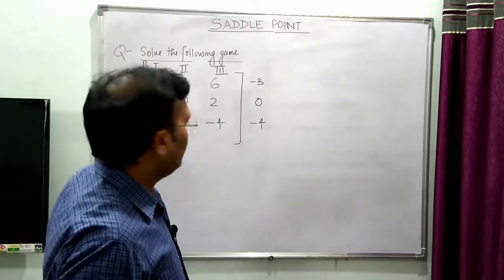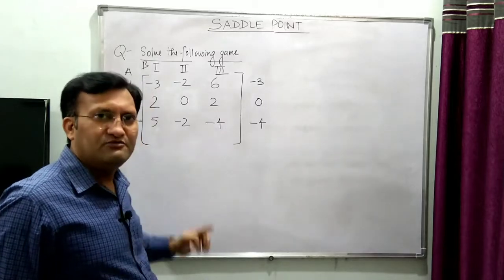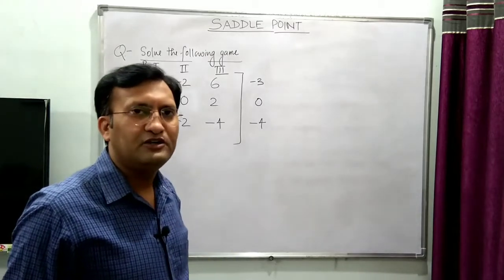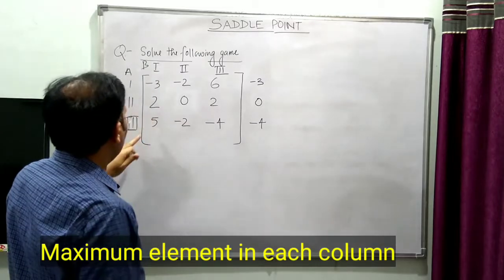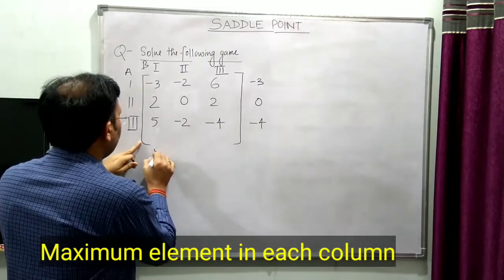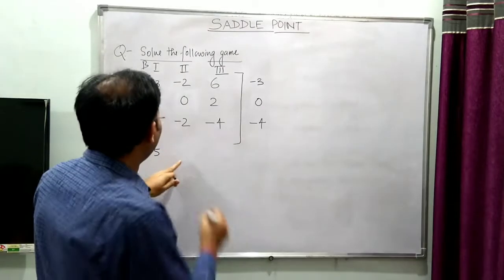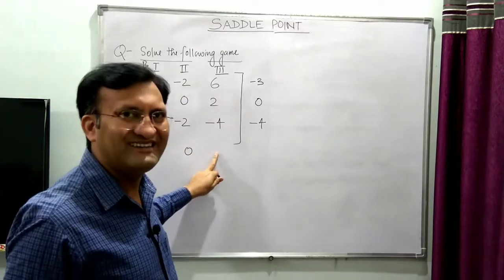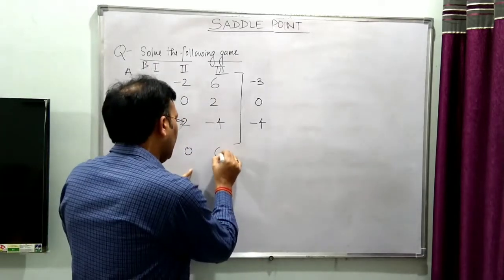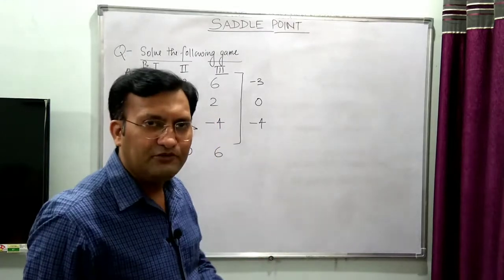Now we are coming to the column. Always remember, in column side we are going to find out the maximum element, right? So in the first column, what is the maximum element? That is 5, right? In the second column, what is the maximum element? It is 0. And in third column, what is maximum element? It is 6, right?